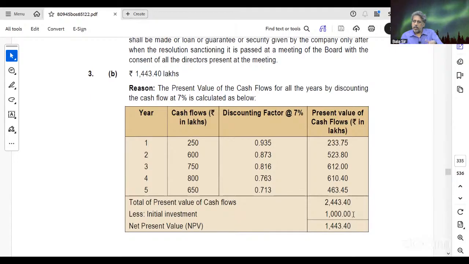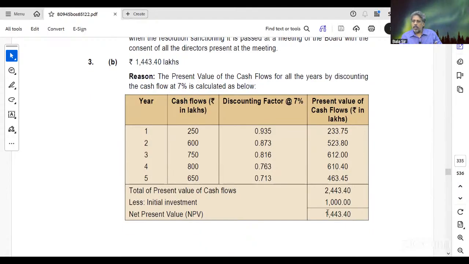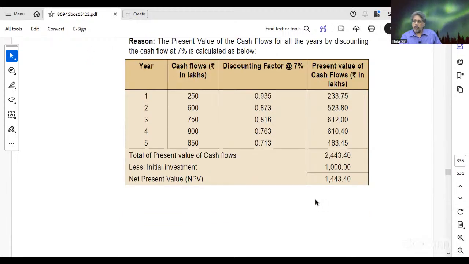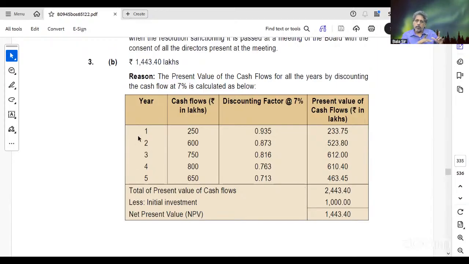Less initial investment 1000 lakhs. The initial outlay will be given in the question, don't bother. You subtract and you get the net present value using a risk-free rate of interest. Remember, this method is suitable only when these cash flows are certain cash flows. It's called the certainty equivalent approach, what you study in advanced capital budgeting in AFM. Unless these cash flows are certain, you cannot use a risk-free rate for discounting. But here we're doing it because the question says to calculate the net present value by discounting cash flows using the risk-free interest rate. So 1443.4. That's it. Which option is that? B.